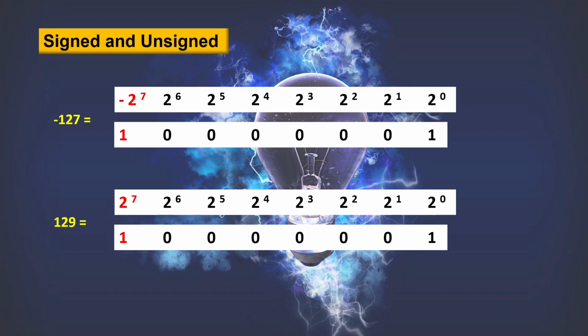As we can observe, these two values are the same as in the previous case. Both minus 128 and plus 128 have the same binary representation. Similarly, the binary representation of minus 127 and plus 129 are the same.